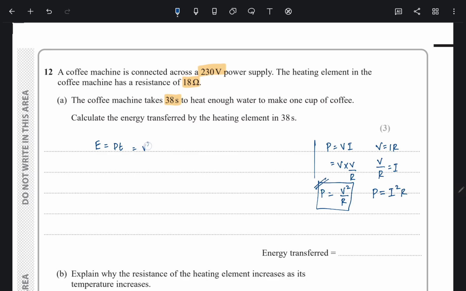So that's going to be V squared by R times the time. And that's going to be 230 squared divided by 18 times 38 seconds. And this comes out to be 1.12 times 10 to the power 5 joules. 1.12 times 10 to the power 5 joules. Don't forget the units.